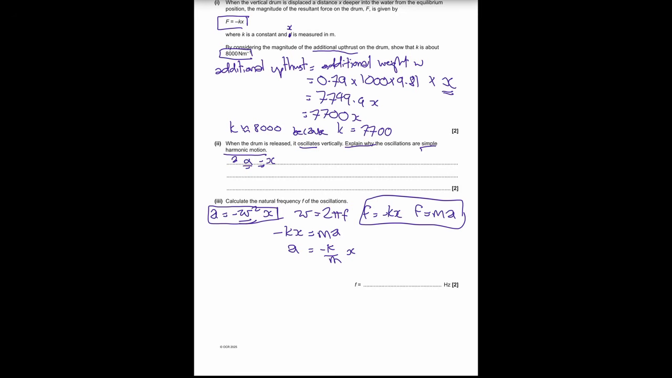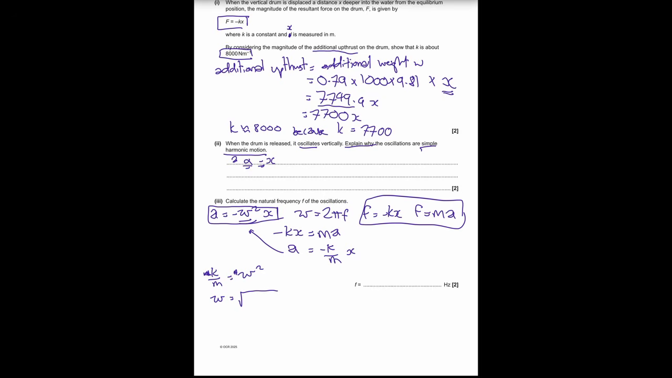It's always the same technique. Now that I've got that, I can make the statement that because these two are the same, minus k over m is going to be equal to minus omega squared. Now I can get rid of the minuses and say k over m is equal to omega squared. Do I know what k is? Do I know what m is? Yeah, I do, because I worked those out earlier. So k is the full number that I worked out here. m is 1200, and I'll put that into the calculator.